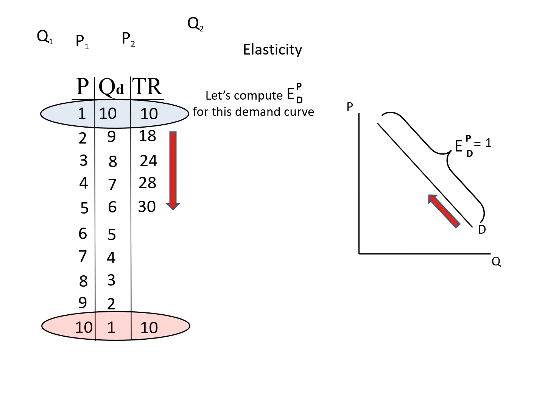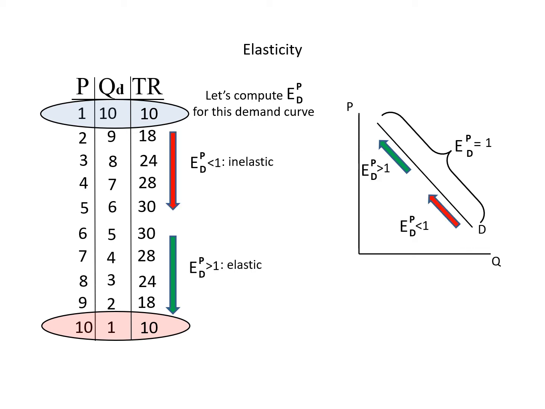But look at what's happening to total revenue as we move down the demand schedule, which is up the demand curve. When price rises from 1 to 2, and from 2 to 3, and so on, total revenue also rises, at least for a while. If total revenue rises when price rises, that means the demand is inelastic. But then, as we continue to move down the demand schedule, up the demand curve, further price increases lead to declines in total revenue. When price and total revenue move in opposite directions, the demand is elastic.